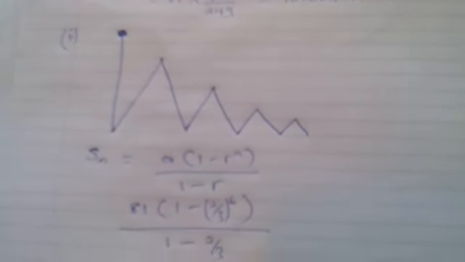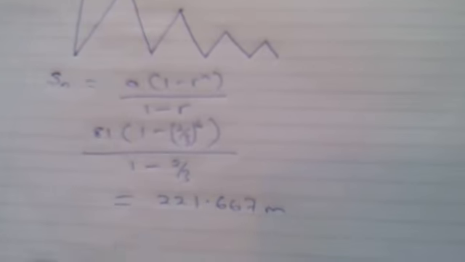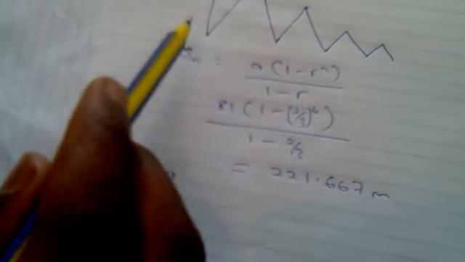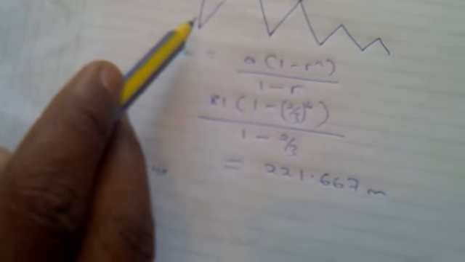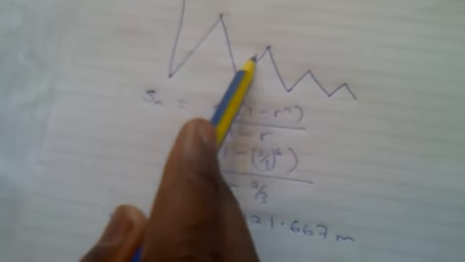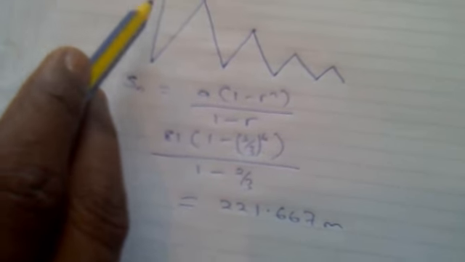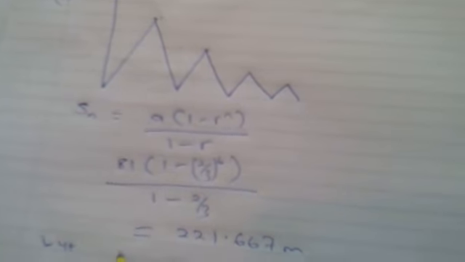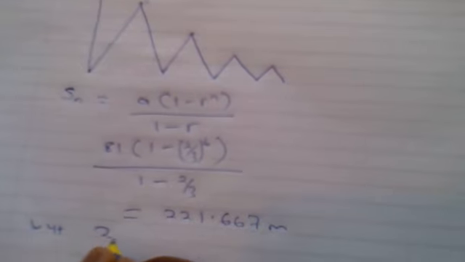221.667 meters. So this is the distance it went in 6 times, but this is not the total distance it covered. Remember that every time, the distance was being repeated. When it bounced, it was covering the previous distance. So the distance was being repeated twice, except the first distance. So we'll have to multiply the total distance by 2.